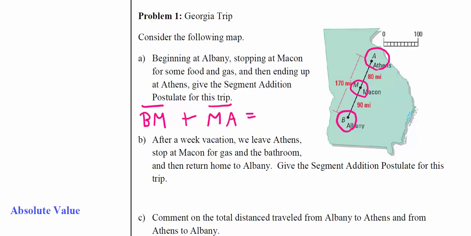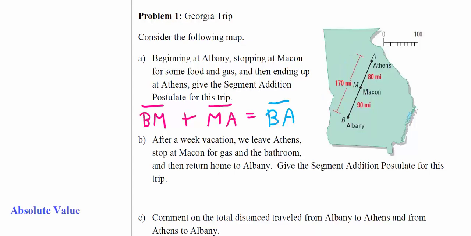The question is, what was the whole trip? It was from Albany all the way to Athens. So that's BA. So what we're doing is using the segment addition postulate to represent a long trip that we break up into smaller trips. Okay? The trip from Albany to Macon, and then from Macon to Athens, is the entirety of the trip.